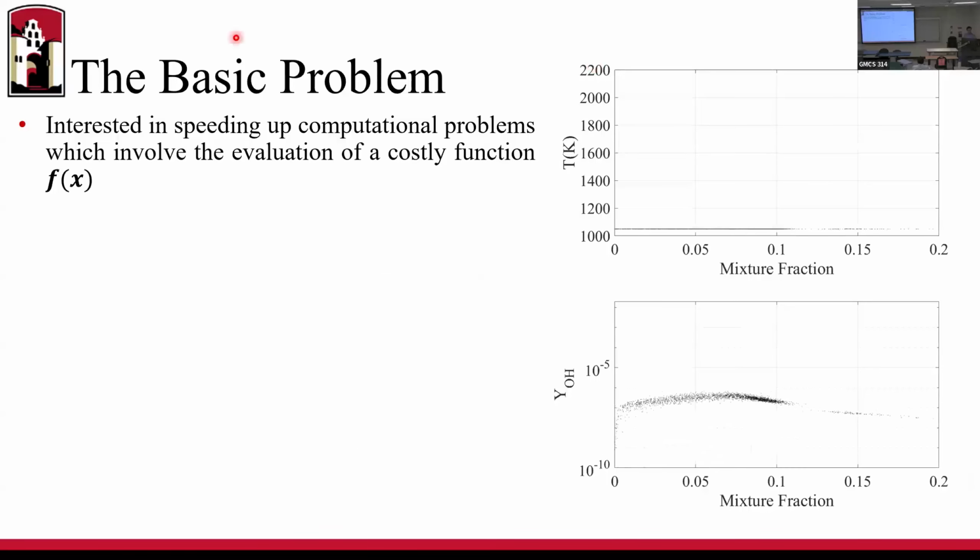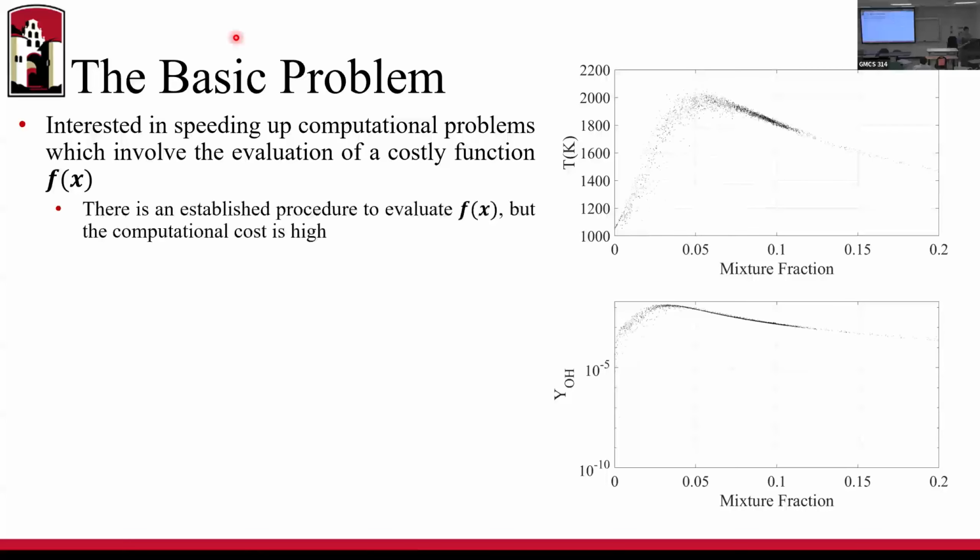So what is the basic problem that we're interested in? The basic setting is that we have some sort of a function that we need to evaluate as part of a combustion simulation. And we have a procedure for evaluating it, but the evaluation is itself costly. So here, for example, we have an example of a partially stirred reactor, which is igniting, and adapting the chemical composition in time is by far the most costly part of the simulation.